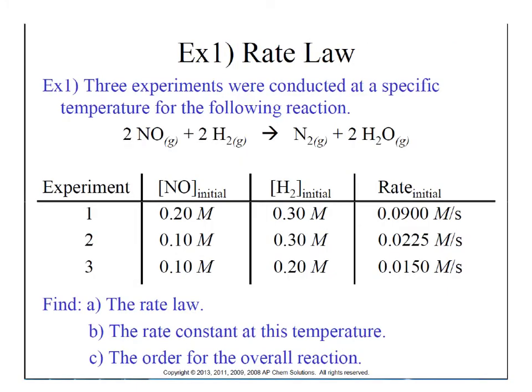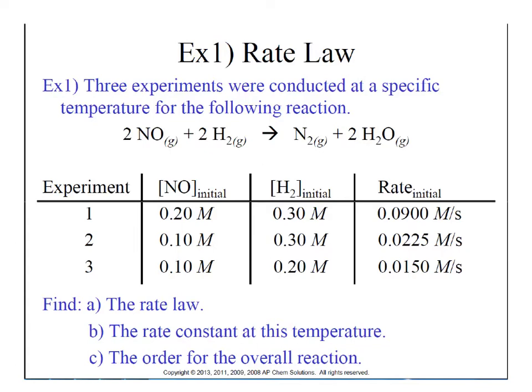Alright, so here's a practice problem. Follow along closely because this is what we're going to be seeing a lot of during this unit. So we do 3 experiments. You're going to be looking often at experimental data during this unit because you can't determine the rate order without looking at experimental data. You can't just look at the reaction. So we're going to look at this experimental data and we're going to do 3 things.